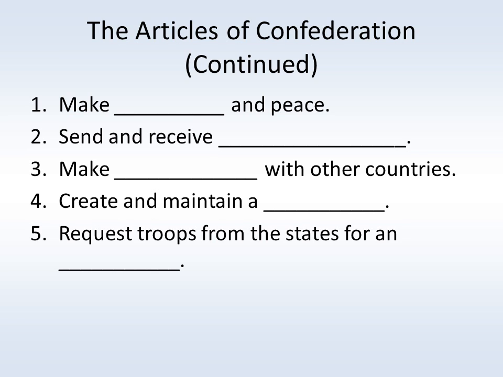The Articles government had a list of basic powers. 1. It could make war and peace. 2. It could send and receive ambassadors with foreign countries. 3rd, it could make treaties with other countries. 4th, it could create and maintain a navy. 5th, it could request troops from the states for an army.